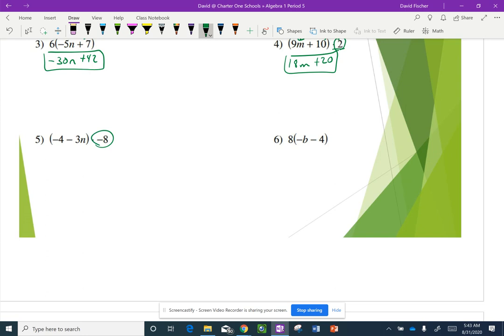I'm going to put the -8 out front. I'm going to put my parentheses. And now I'm going to do my distributive property. Negative times a negative is a positive. 8 times 4 is 36. So I have a positive 36. Actually, that's not true. 8 times 4 is 32.